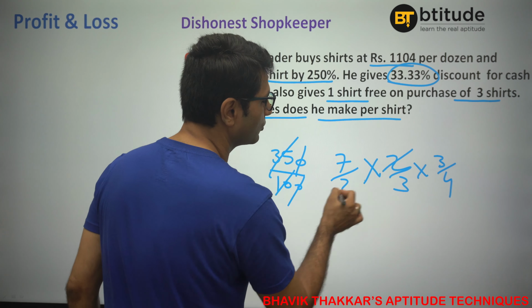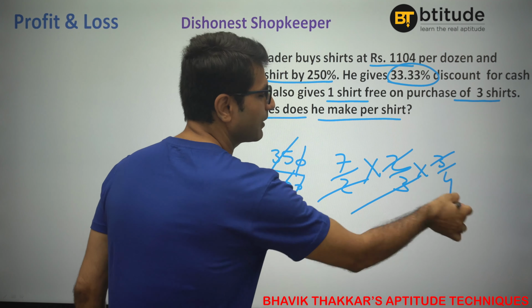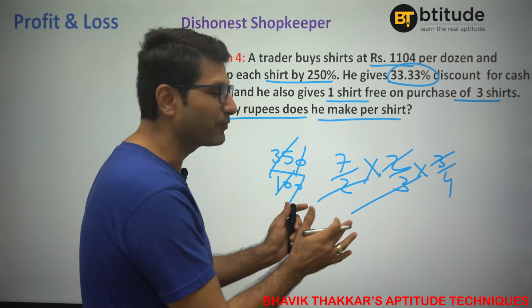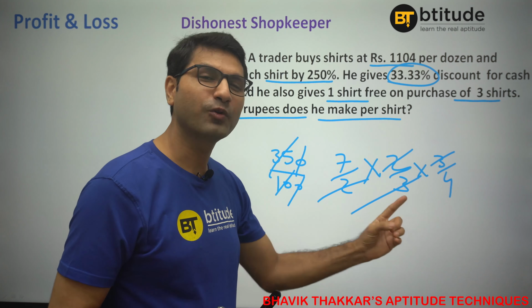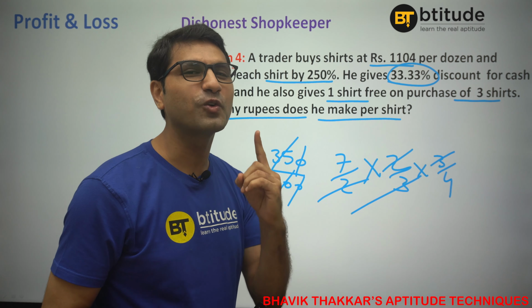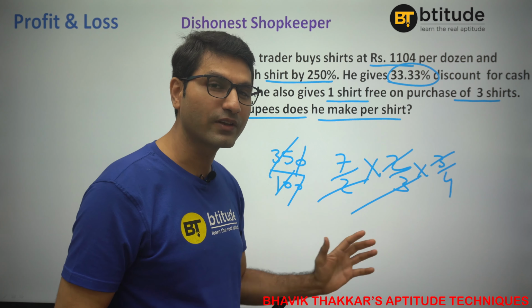So what will be the profit? 2 will cancel, 3 will cancel, 7/4. Again 7/4. 7/4 means the profit of 3/4, right? 7/4 is how much more than 1? 1 was always the original. So 3/4 is the profit.